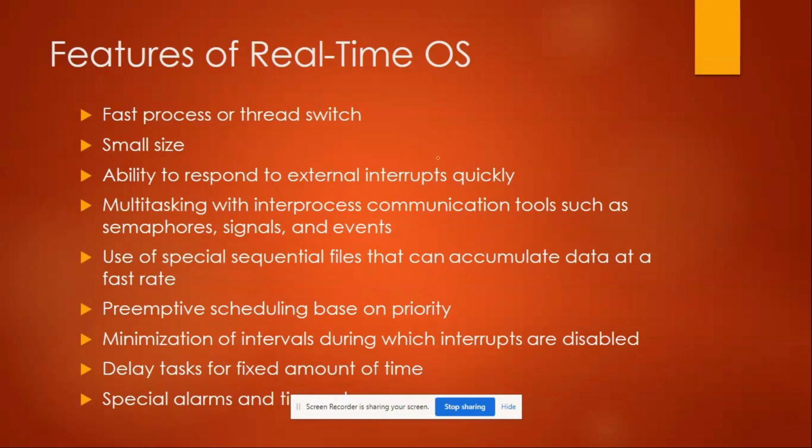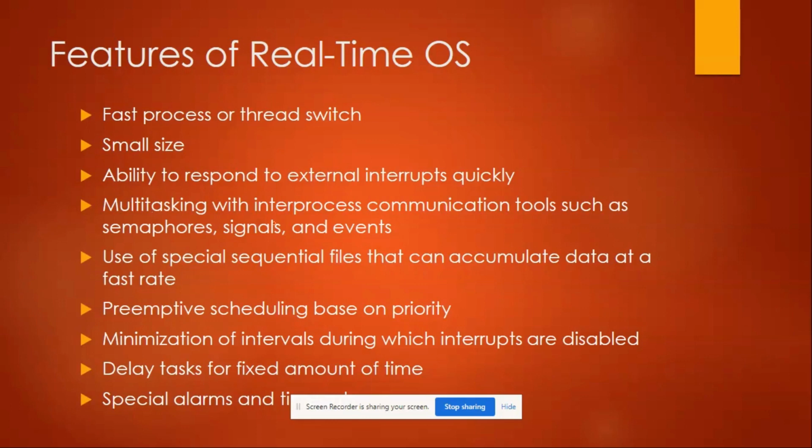These are the features of a real-time operating system. Fast process or thread switch. It means that the real-time system must be quick and be able to prioritize certain processes. Small size. Due to its minimal functionality, it allows the system to focus on a specified task or processes. Next, the ability to respond to external interrupts quickly. Real-time systems are tailored to do one or a specific set of things as quickly and reliably as possible.